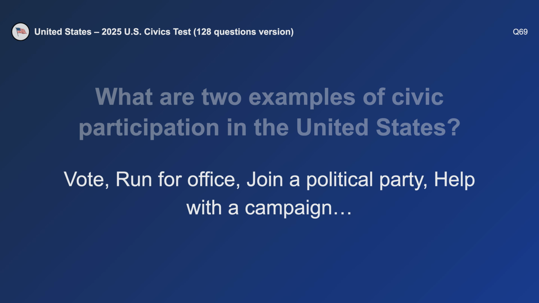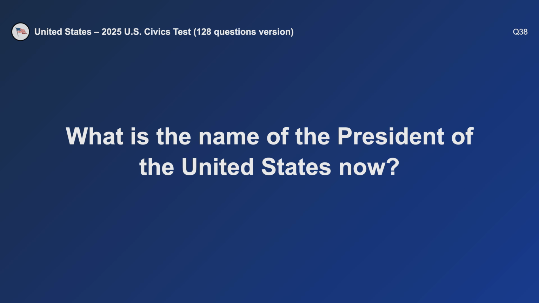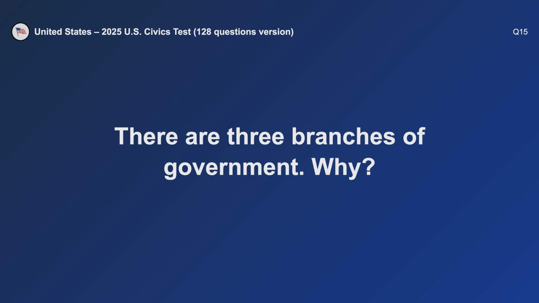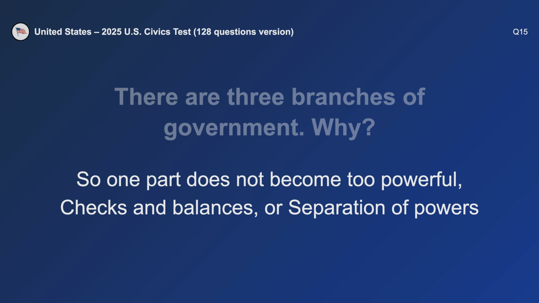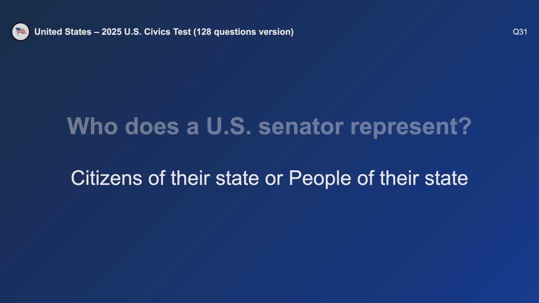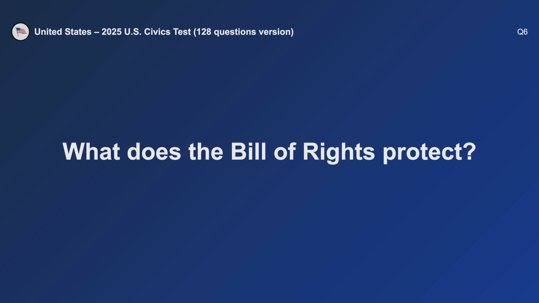Vote and run for office. What is the name of the President of the United States now? Donald Trump. There are 3 branches of government. Why? Checks and balances. Who does a U.S. Senator represent? Citizens of their state.